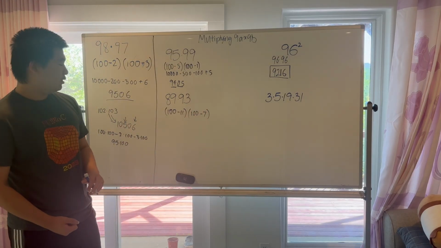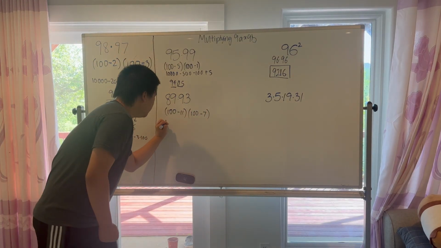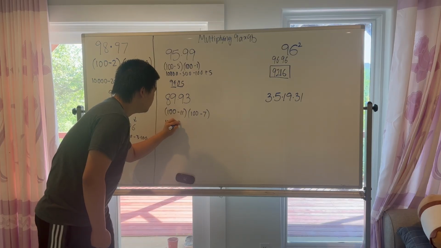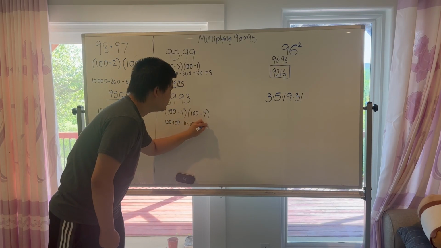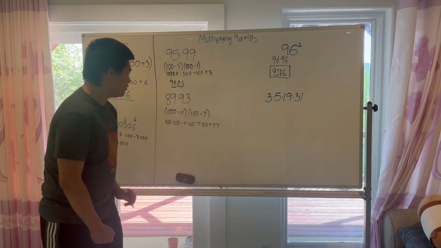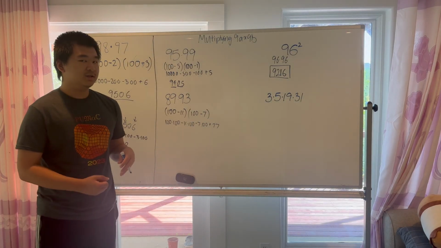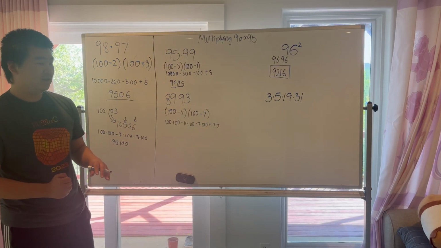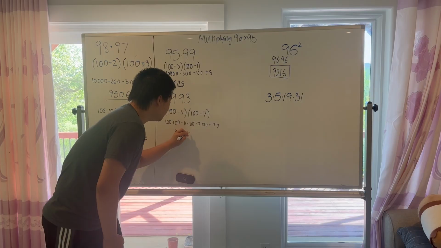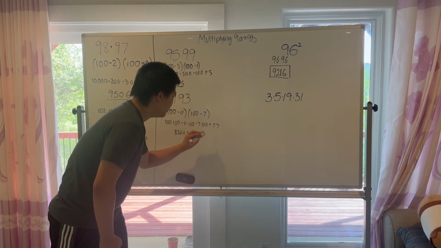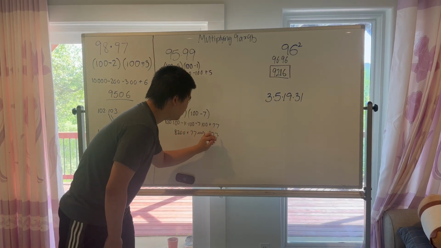And so now once again, what we're going to have is 100 100s minus 11 100s minus 7 100s plus 77. Minus 11 minus 7 is like minus 18. 100 minus 18 is 82. So we're going to have 8200 plus 77. So our answer is 8277.